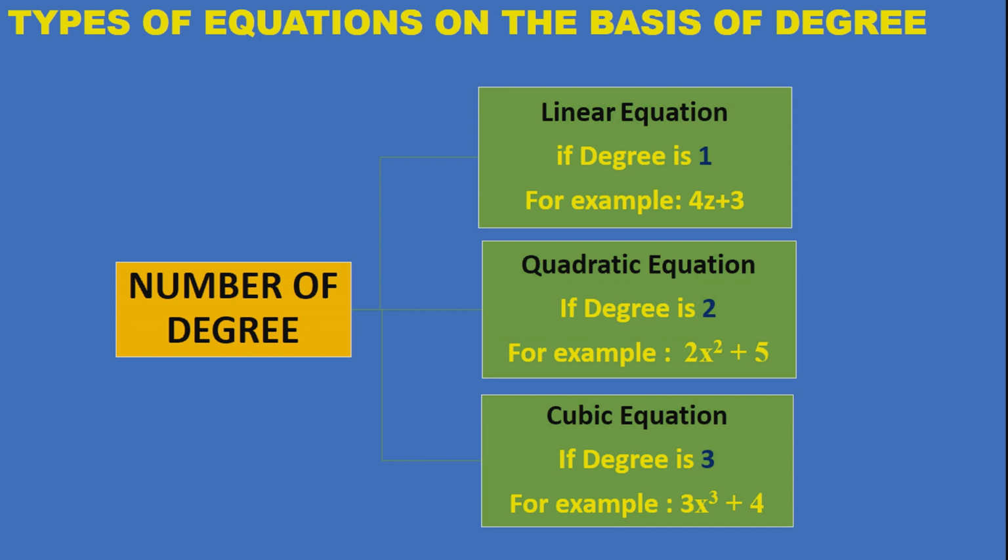For example, 2x² + 5. The power of the variable is 2, right? So the degree is 2. So this equation will be called a quadratic equation.